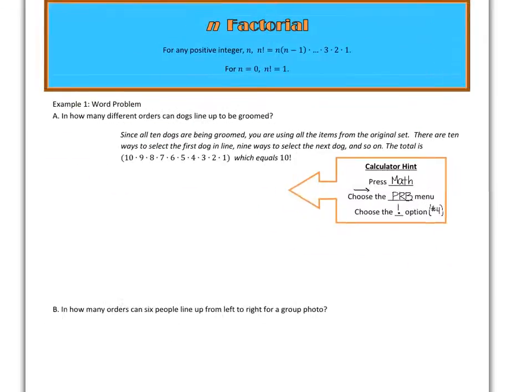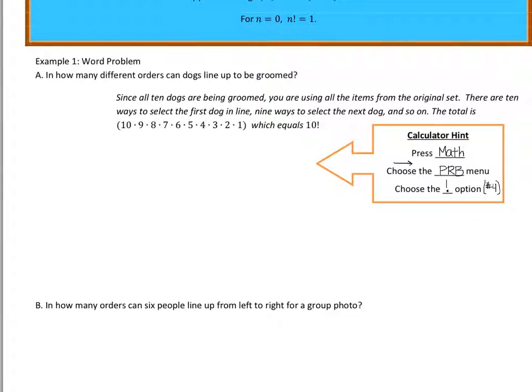So the reason this is useful is actually maybe more real life than a lot of this class. When you have things and you want to arrange them or see how many different options you have, you can use factorials. For example, not that this example is probably real life, but it says how many different orders can 10 dogs line up to be groomed.